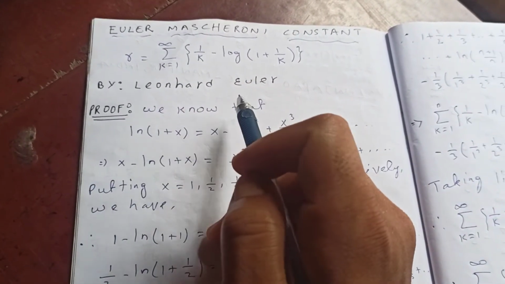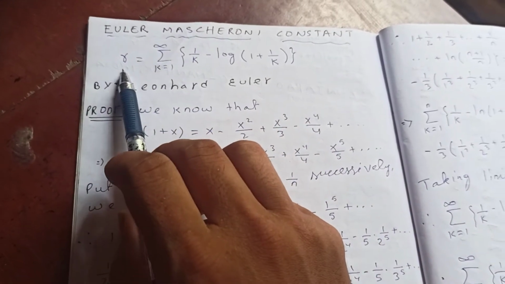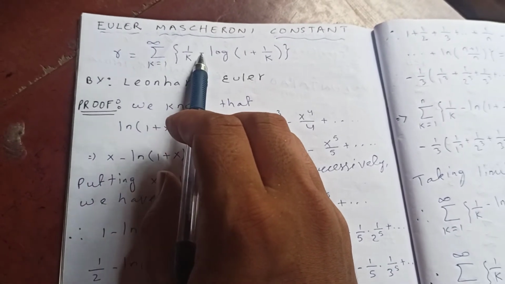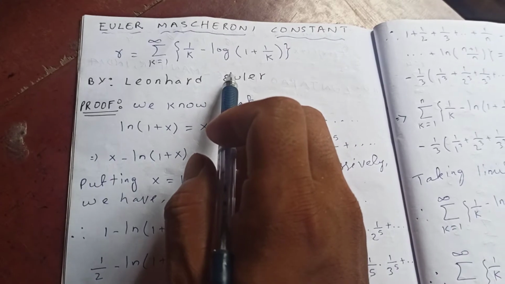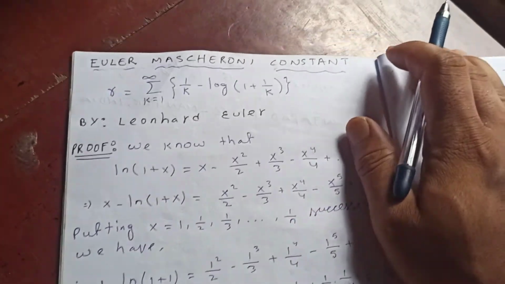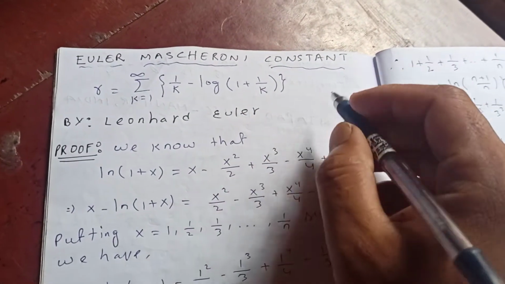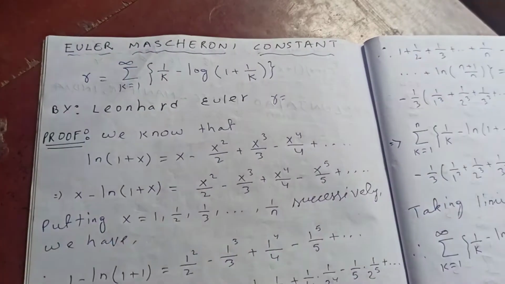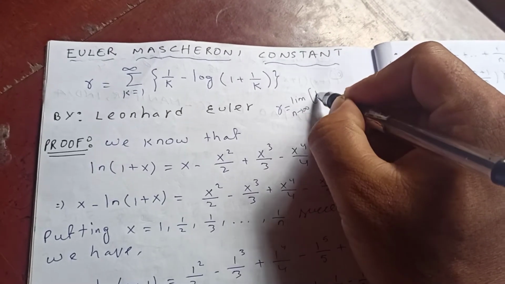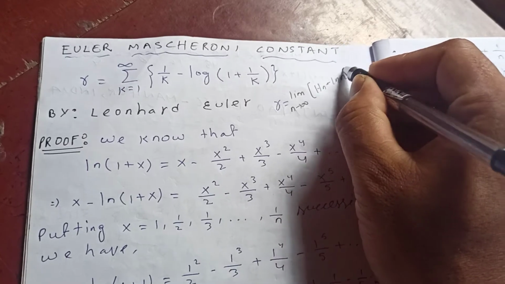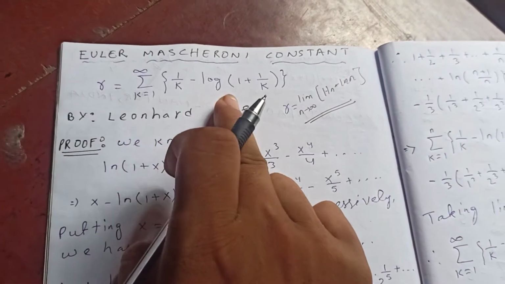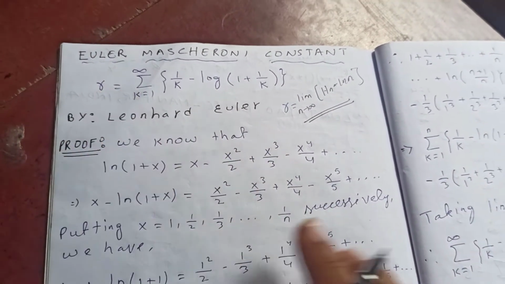Today we would like to prove the Euler-Mascheroni constant, okay? It is by Euler. The Euler-Mascheroni constant is equal to the sum from k equal to 1 to infinity of 1 over k minus log of 1 plus 1 over k. So this is what Euler showed. Actually, the definition of this constant is nothing but the limiting value of the harmonic number minus the natural log of n. So this is the actual definition, but Euler shows that this sum also approaches the Euler-Mascheroni constant.